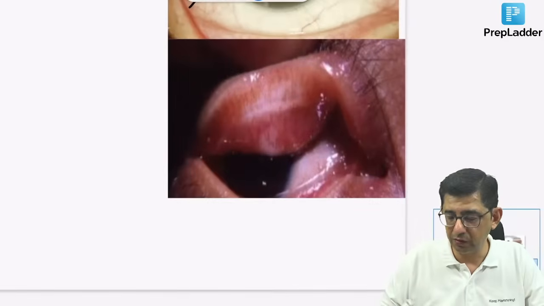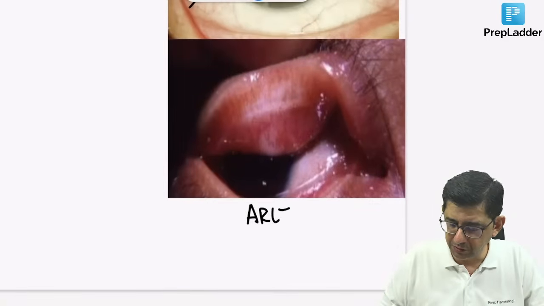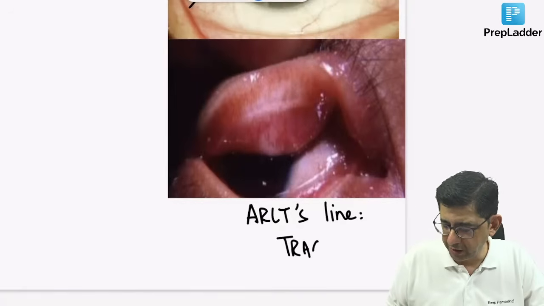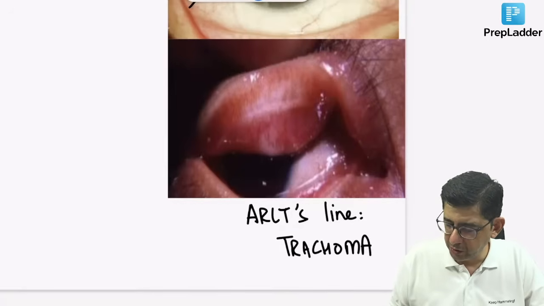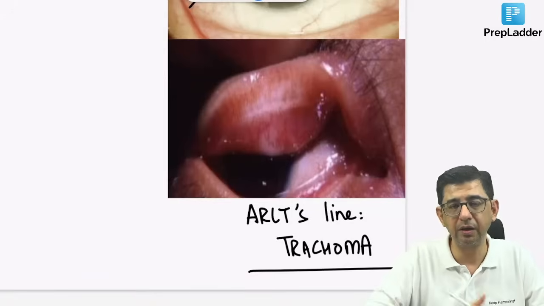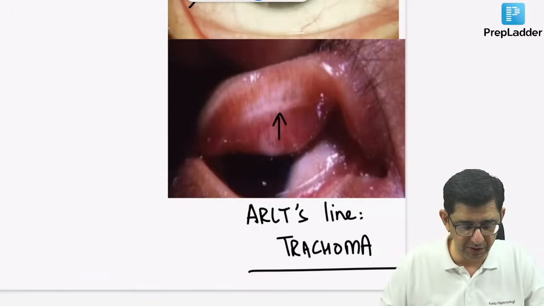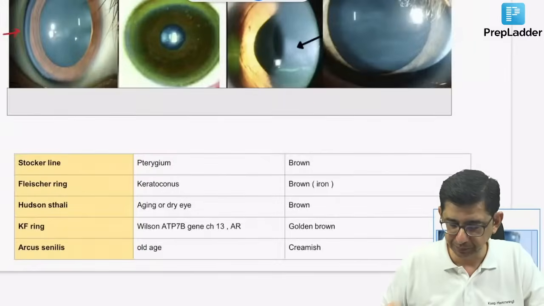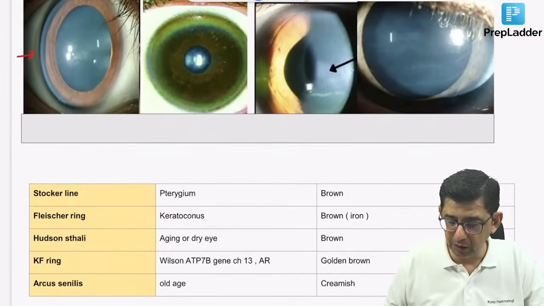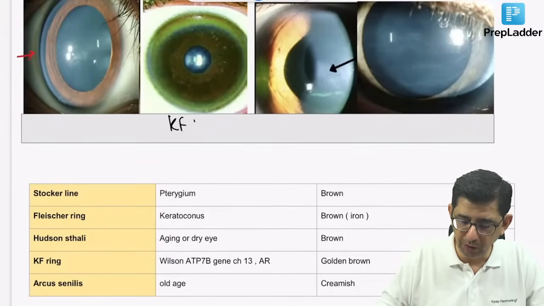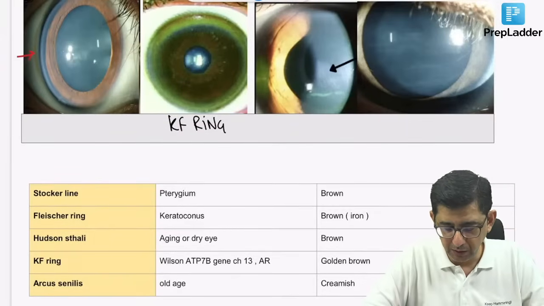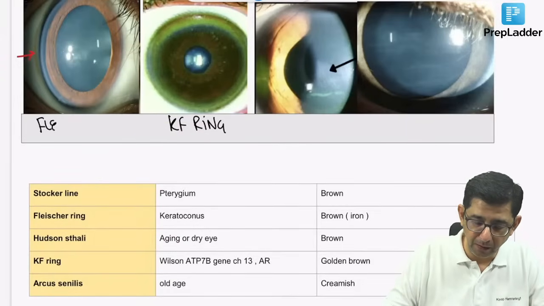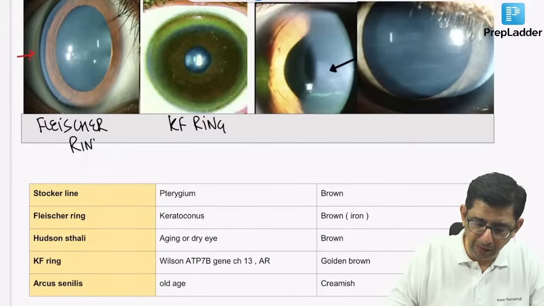An additional event is an image-based question for Arlt's line that is seen with respect to trachoma. Though trachoma was declared eradicated from the country last year in 2024, still these sequelae manifestations can be given for Arlt's line. Then they ask about the KF ring that you are able to pick up. And apart from the Kayser-Fleischer ring or the KF ring, they can ask about the Fleischer ring. That Fleischer ring is what you see in a person who has keratoconus.